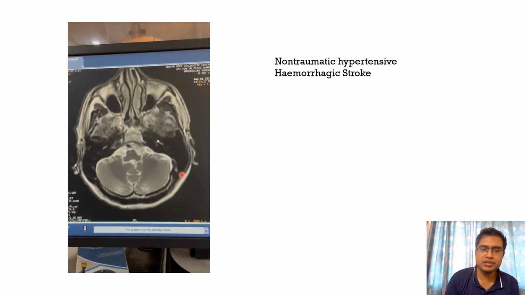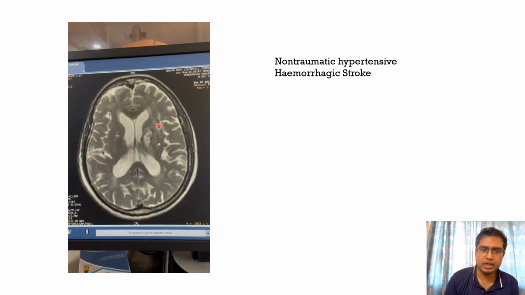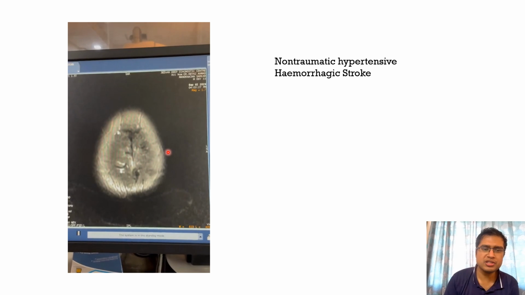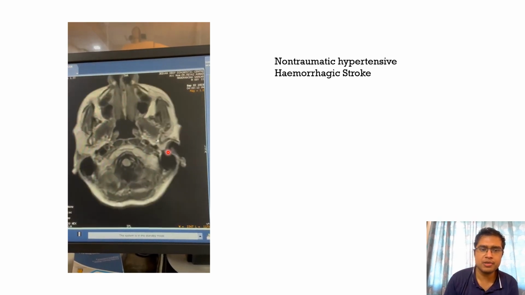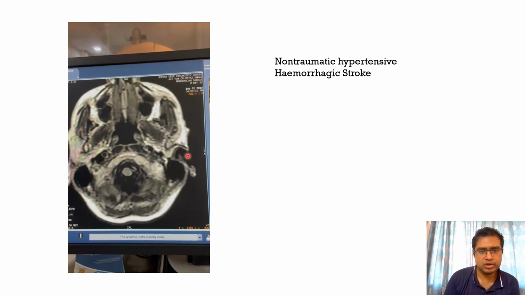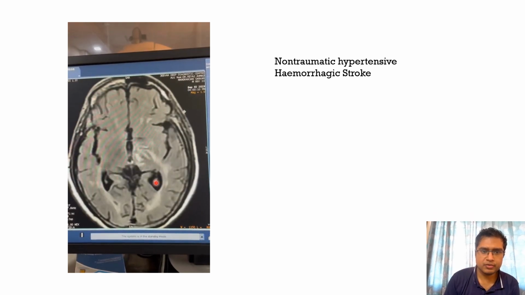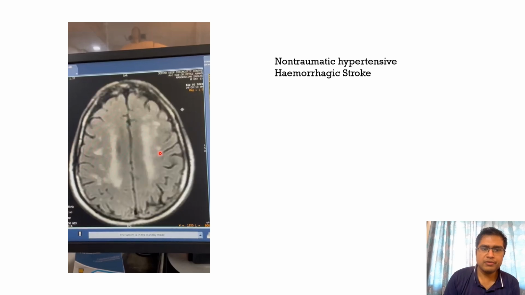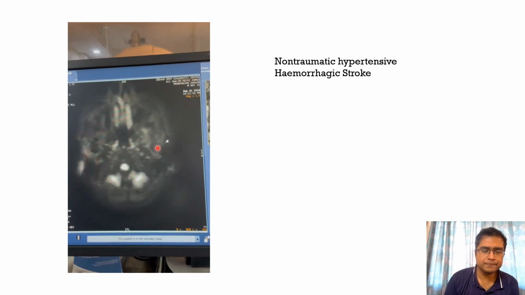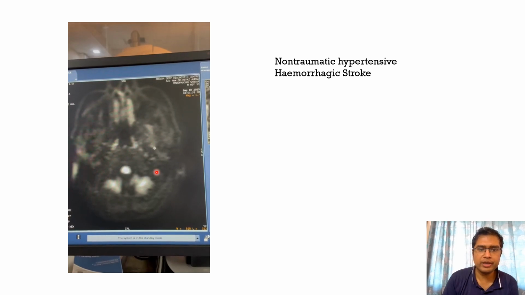Now these are the T2 weighted images axial section for the same patient, where again we can see this hyperintensity, predominantly hyperintense with peripheral hypointensity, with some chronic ischemic changes seen in the bilateral centrum semiovale and periventricular white matter, and also some age-related generalized brain volume loss. These are the FLAIR images, where we can see again a predominantly hyperintense bleed with peripheral hypointensity.